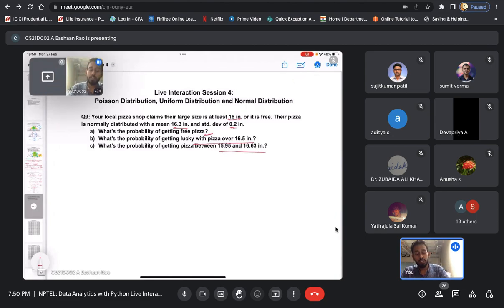Here we will use the concept of the z score and something called a z table, which is already calculated. We're using those tables to identify the values. Okay, so let's start solving this. We already have a mu of 16.3 inches and a sigma of 0.2 inches.